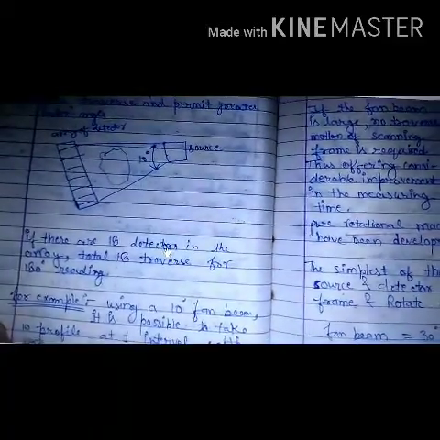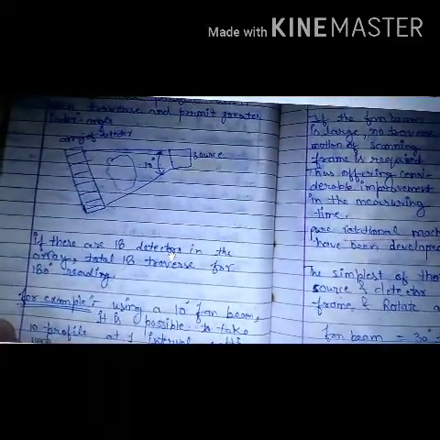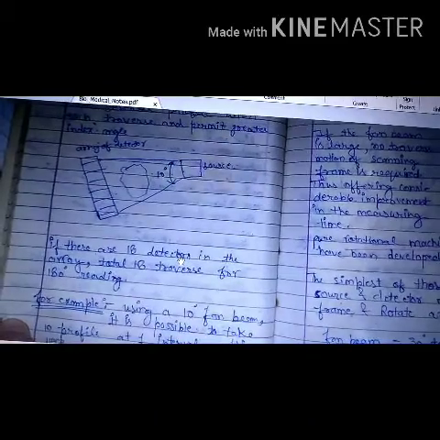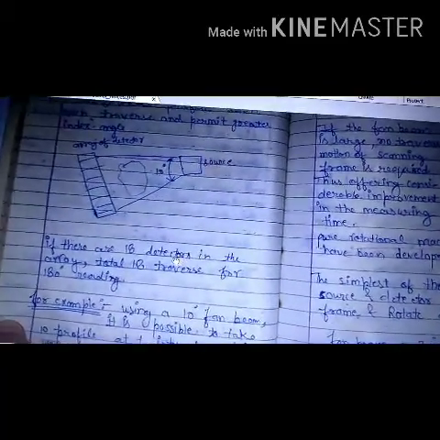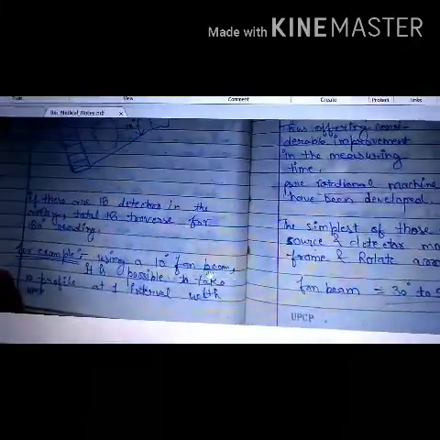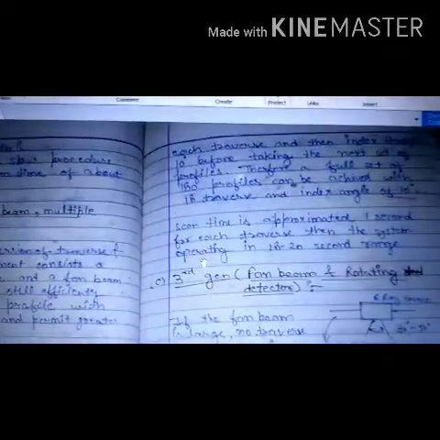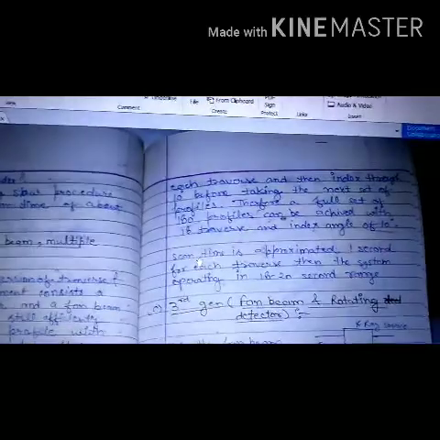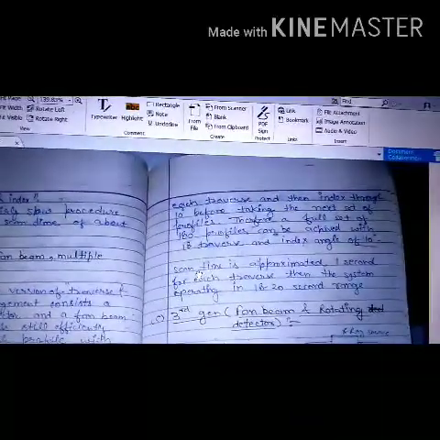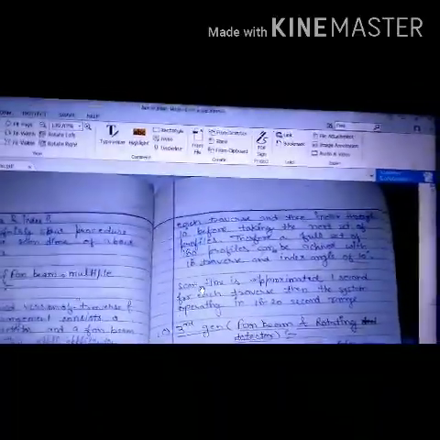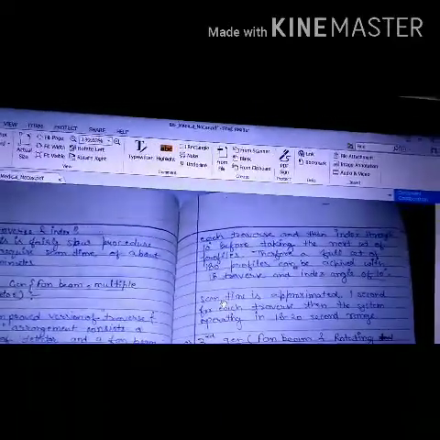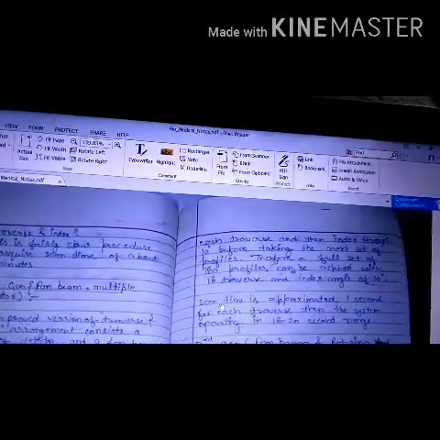So if there are 18 detectors in an array, a total of 18 traverses for a 180-degree reading was required. So the traverse angle would be 10 degrees. For example, using a 10-degree fan beam, it is possible to take 10 profiles at one interval with each traverse and then index through 10 degrees, taking the next set of profiles. So if we had, suppose, an array, then X-rays focused, and all the 10 of those arrays record the data.